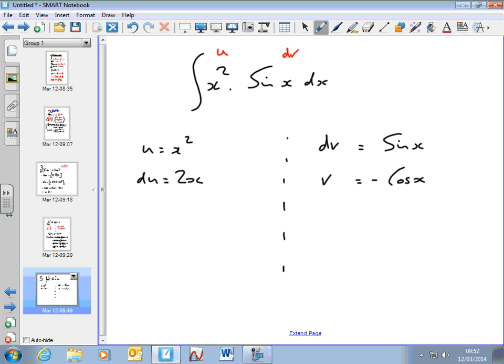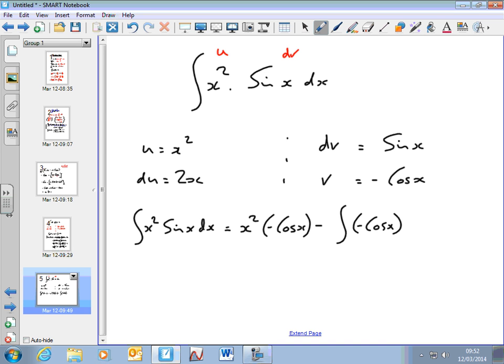Don't worry about the c till the very end. So that's easy. All I have to do now is plug them into the rule. So the integral of x squared sine x, my original integral, equals uv, remember the rule, uv minus integral v du, so u is x squared, v is minus cos x, minus the integral of v, which is minus cos x, du, which is 2x.